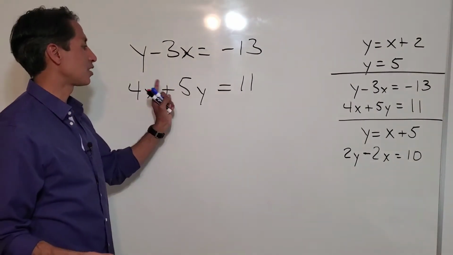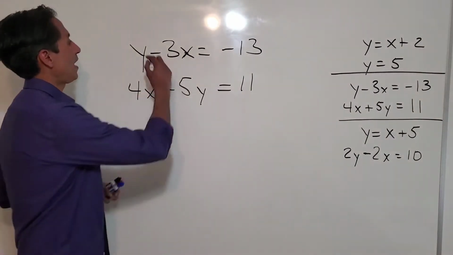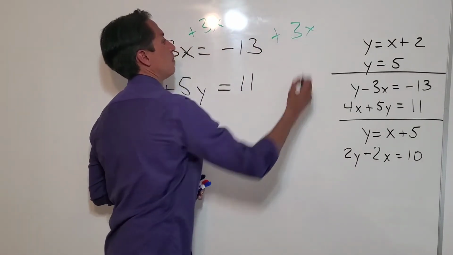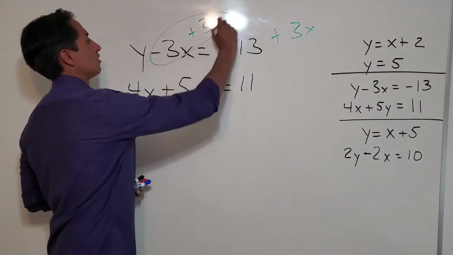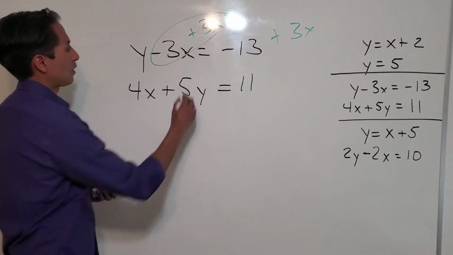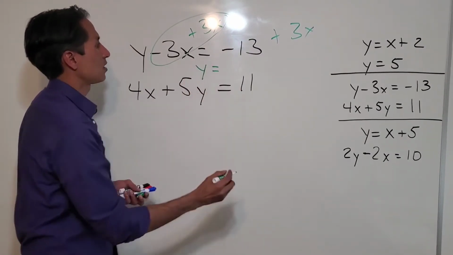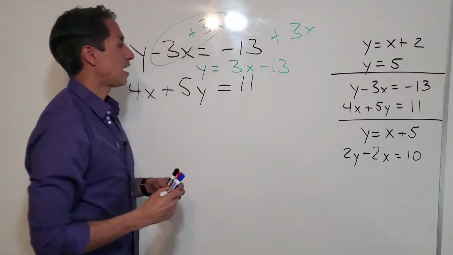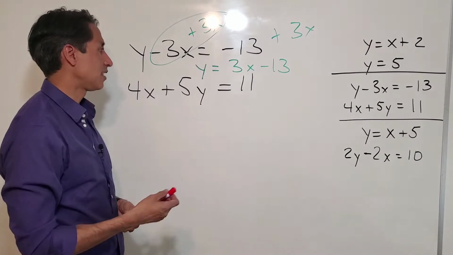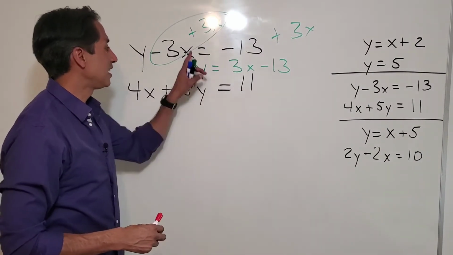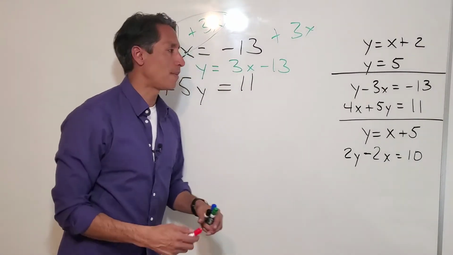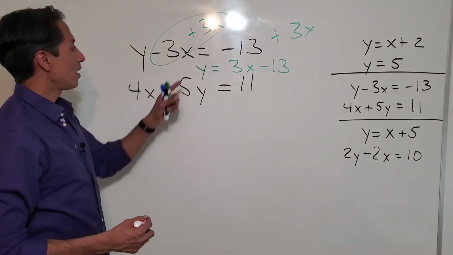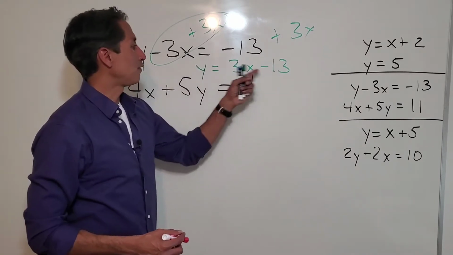This guy has a number next to it, that's complicated. But if I add 3x to both sides, this stuff all disappears, and I end up with y equals 3x minus 13. I just reordered it so that it looks prettier. It's in that y equals mx plus b format, but either way would be okay. And so what I did was I said y equals all of this.